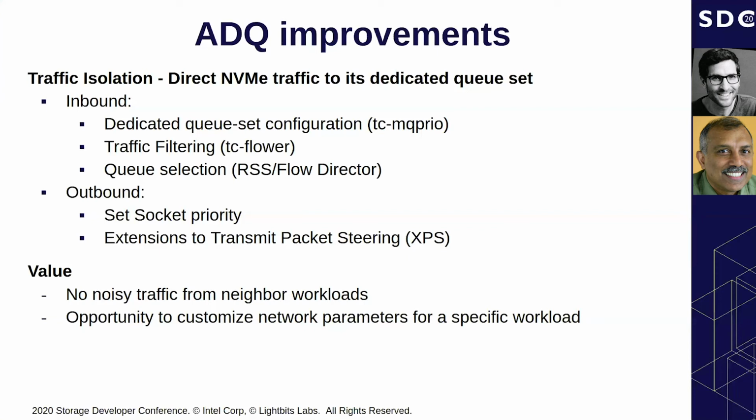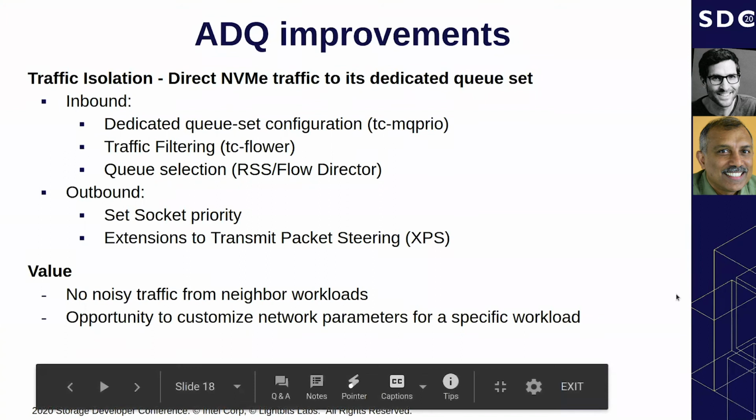The value proposition from this is that since you have dedicated and isolated queues, there's no noisy traffic from neighboring workloads. It is a very key thing with ADQ that if you're able to guarantee that traffic for NVMe over TCP is the only traffic flowing through these queues, that provides you an opportunity to customize network parameters specifically for NVMe over TCP.